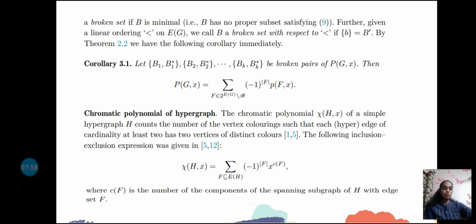The chromatic polynomial X_H(x) of a simple hypergraph H counts the number of vertex colorings such that each hyperedge of cardinality at least 2 has two vertices of distinct colors. The following inclusion-exclusion expression was given, where c(F) is the number of components of the spanning subgraph of H with the edge set F.